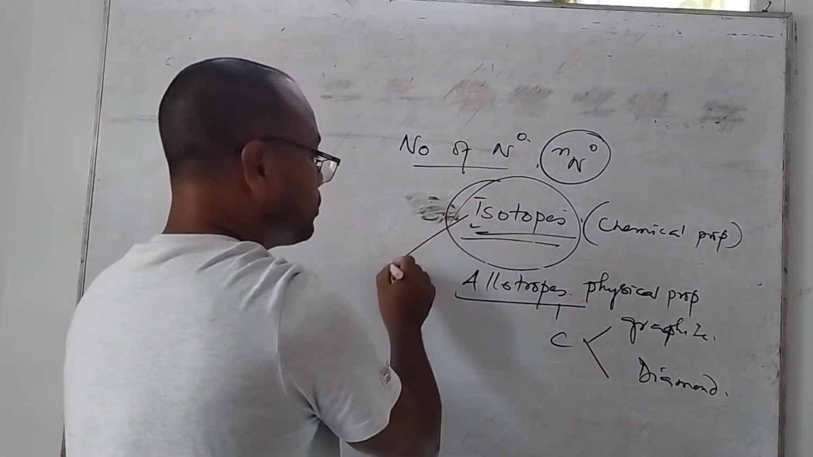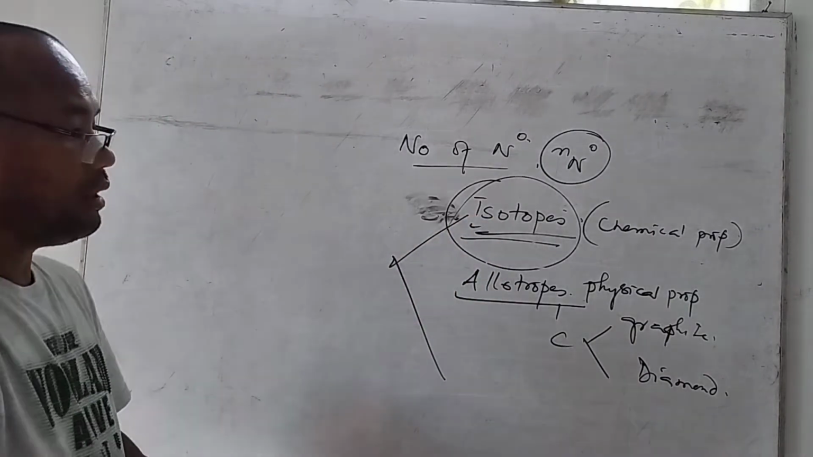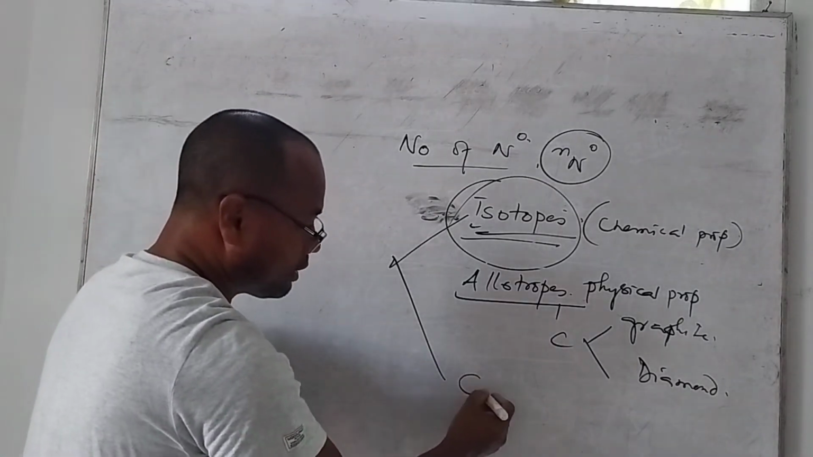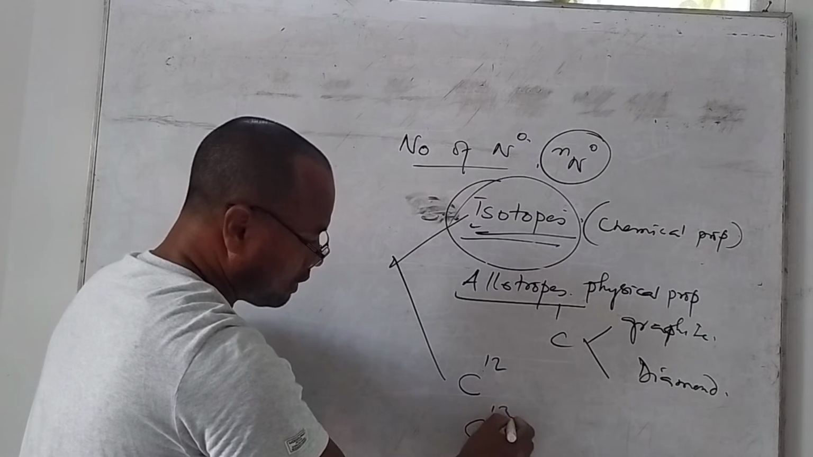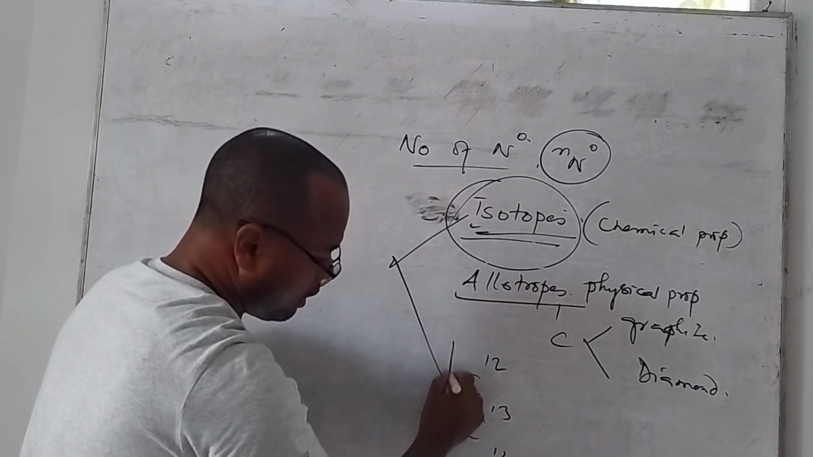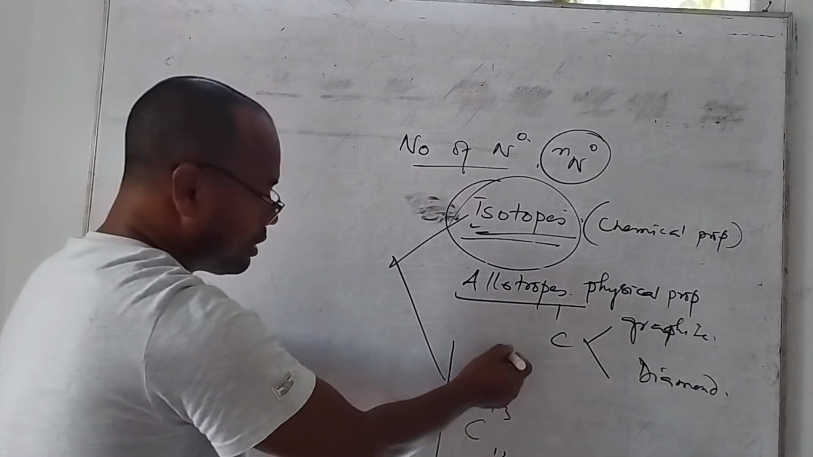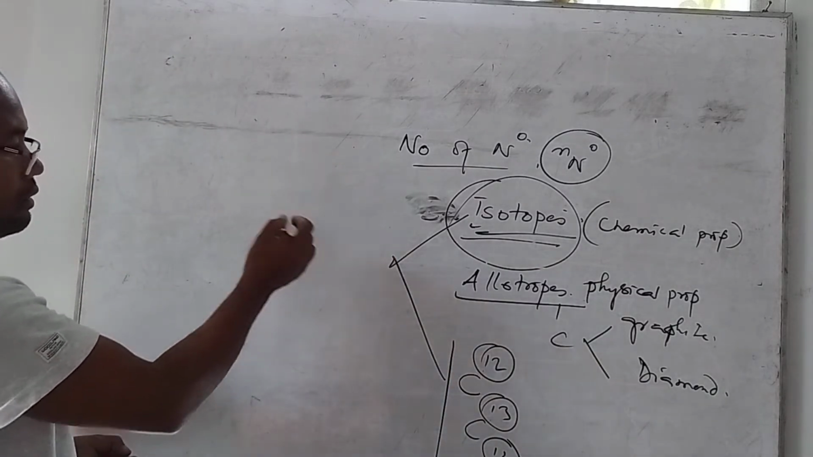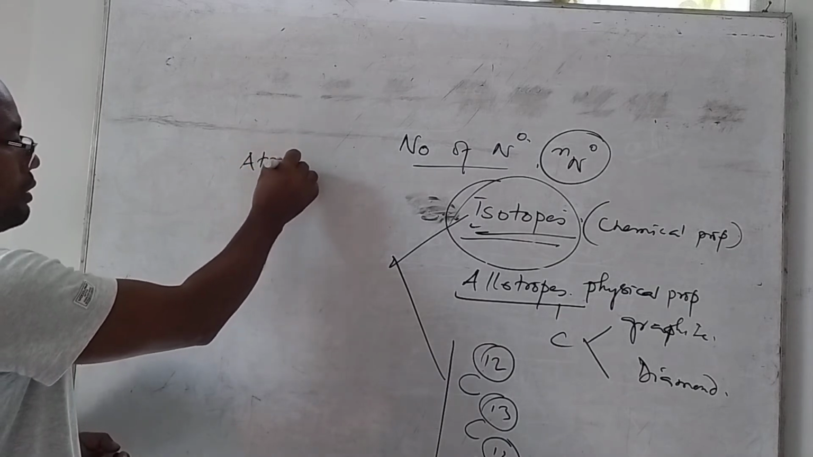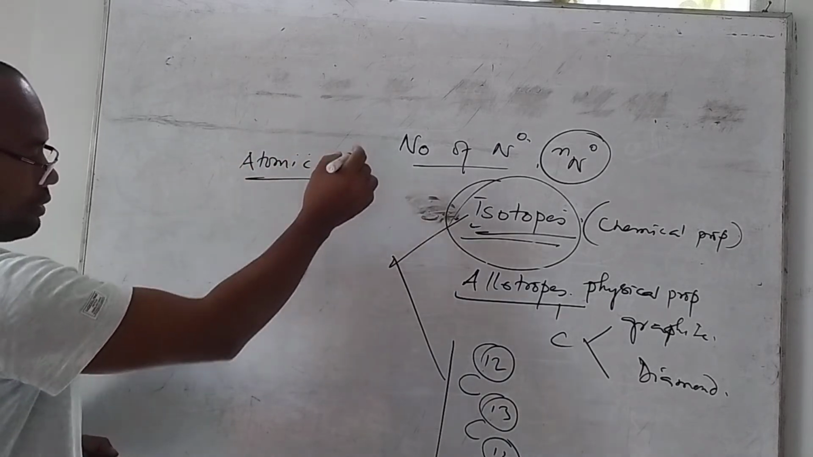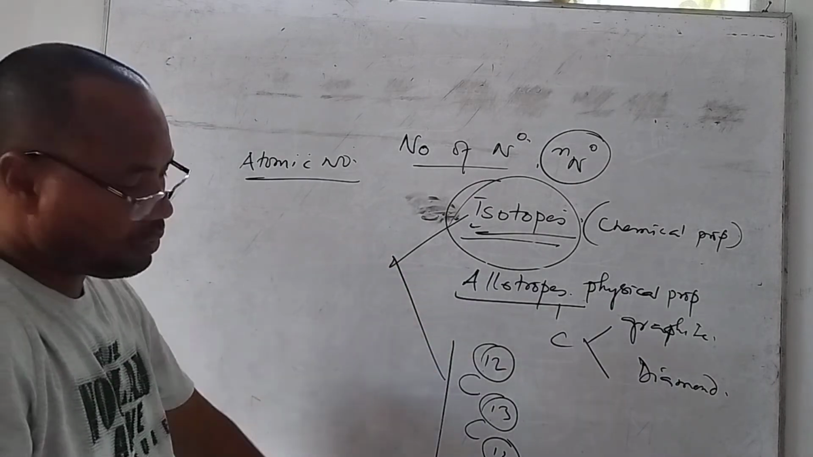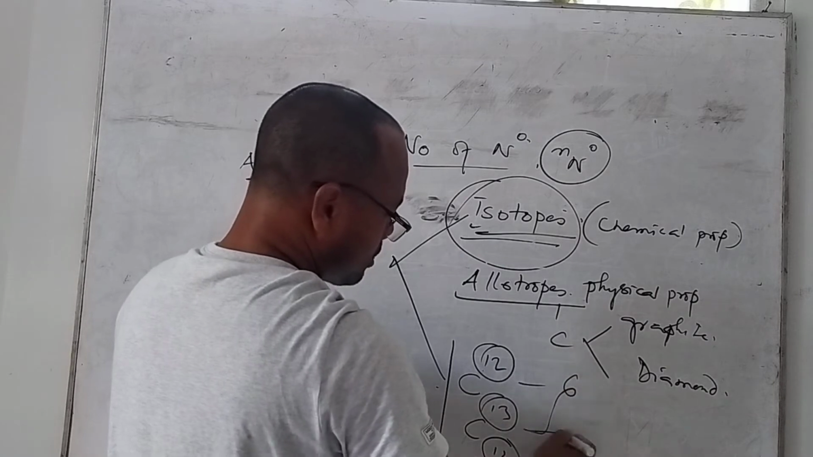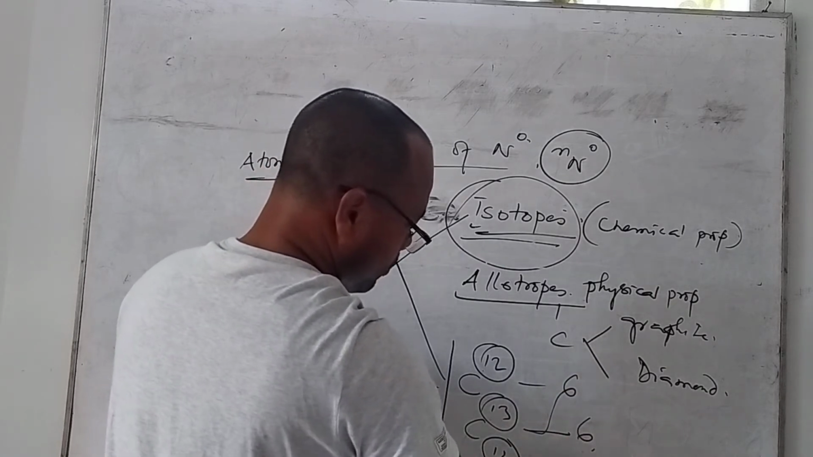Now in isotopes, carbon also has different atoms. So I write carbon 12, carbon 13, carbon 14. I write here this 12, and I should mention the atomic number here. The atomic number of all these carbons is the same. What is the atomic number of carbon? It is 6. Here also 6, here also 6.